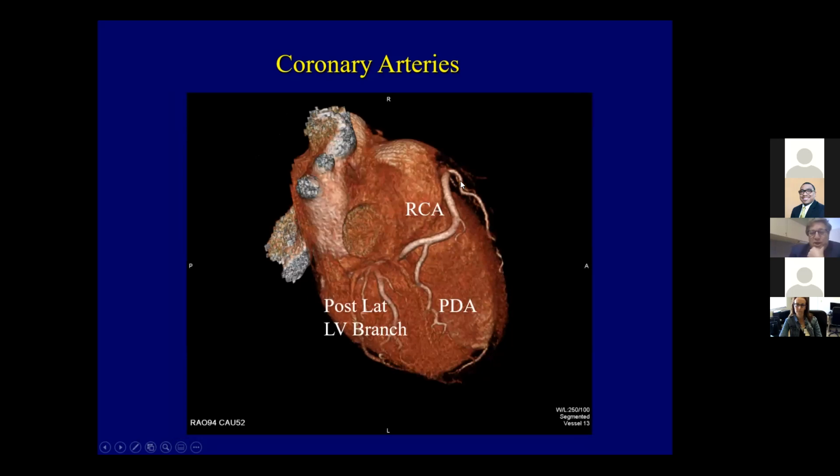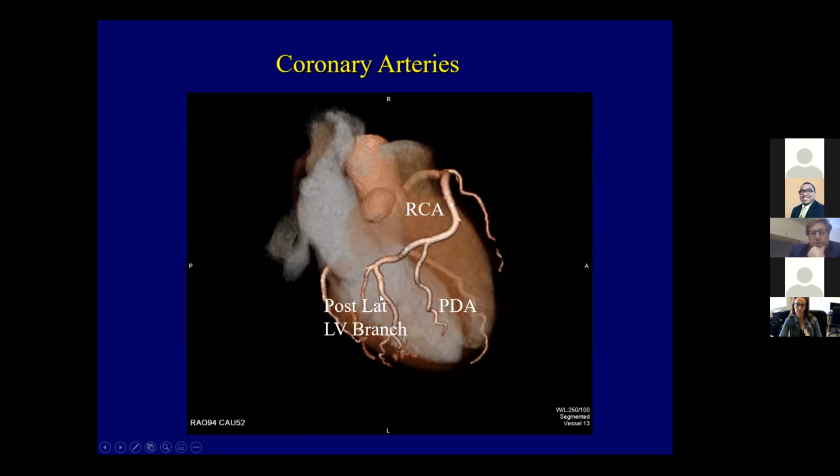This is looking from the bottom of the heart, and we can light up our coronary arteries and then look at their coronary distribution. So this is our right coronary artery giving off the PDA, which demonstrates that it's a right dominant system, and our posterior lateral branches, again, showing that the right coronary artery feeds the inferior and posterior portions of the myocardium, as well as the right ventricle in a right dominant patient.